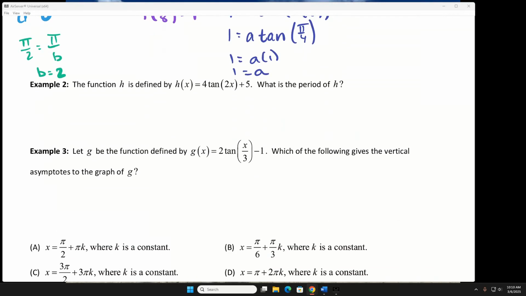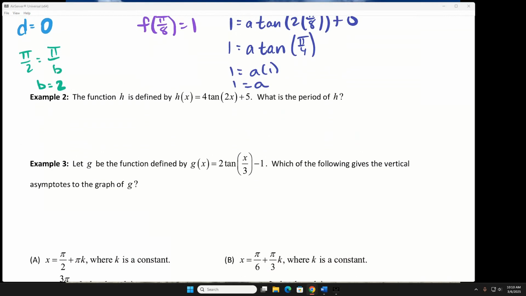Okay, let's look at example 2. So it's a totally different function. This one's called h. h is 4 times the tangent of 2x plus 5. And we want to find the period. So just a reminder, the period of every tangent function is found by doing the absolute value of pi over b. What is b in this equation? 2. So the period should just be pi over 2.